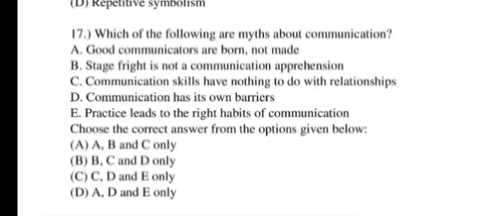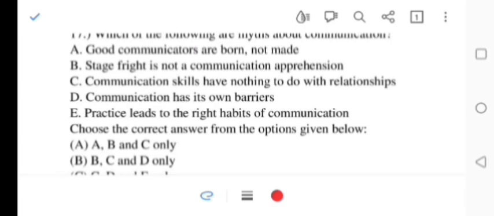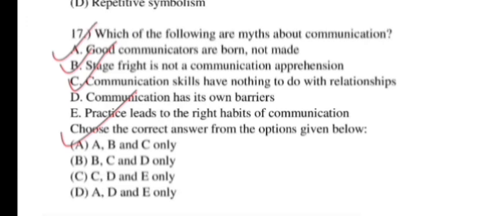A, B, C, B, C, D, C, D, E, A, D, E. It will be A, B, and C. So one by one, A, B, and C. Chronologically, it will be correct. Number 17 is also finished.